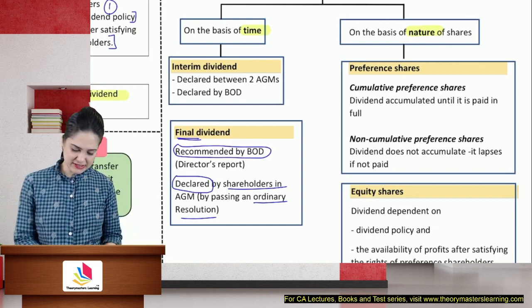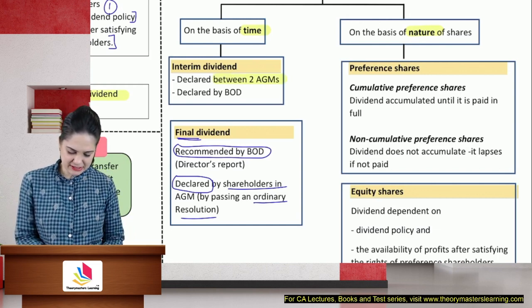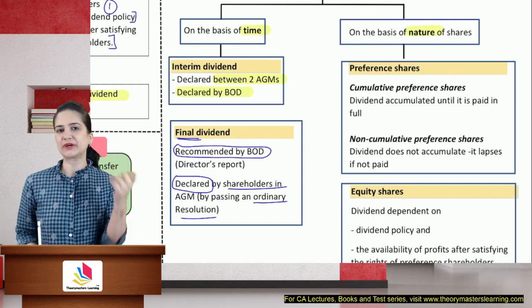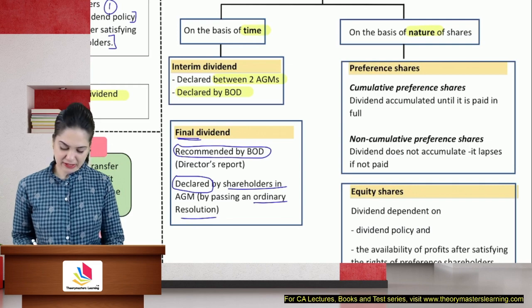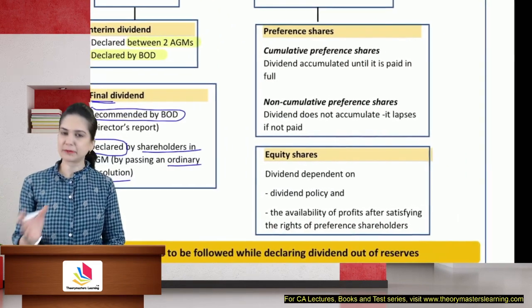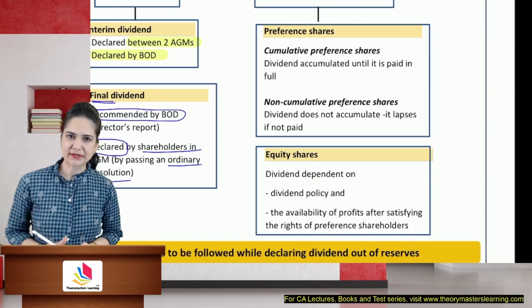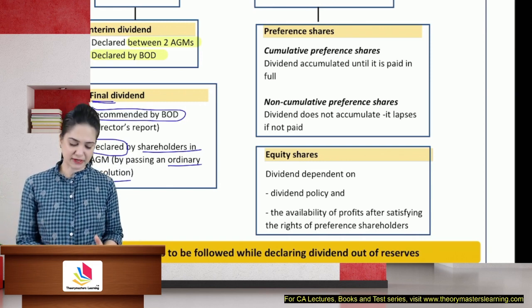So interim dividend is declared between two annual general meetings, and it is declared by the board, recommended as well as declared by the board. Final dividend is recommended by the board, declared by the shareholders in the annual general meeting. On the nature of shares, it may be either preference dividend or equity dividend. Preference may be cumulative or non-cumulative. See, the charts are self-explanatory, students.